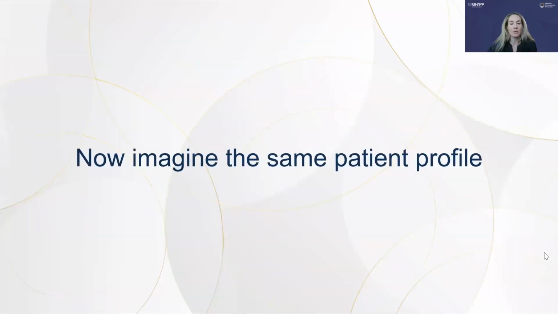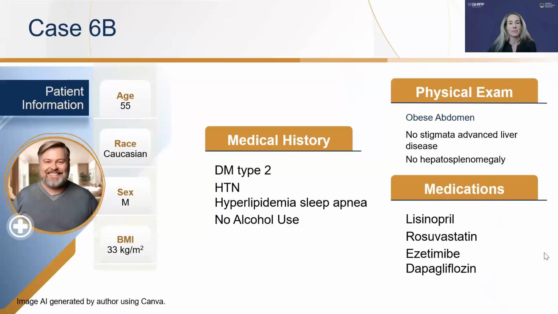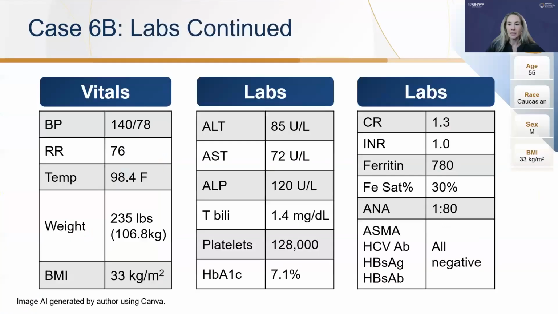Okay, so now we're going to take the same patient, still our 55-year-old male with obesity, with multiple cardiometabolic risk factors, as you can see, without significant alcohol use, same physical exam, obese abdomen, but no stigmata of advanced liver disease. His labs are significantly different, though.